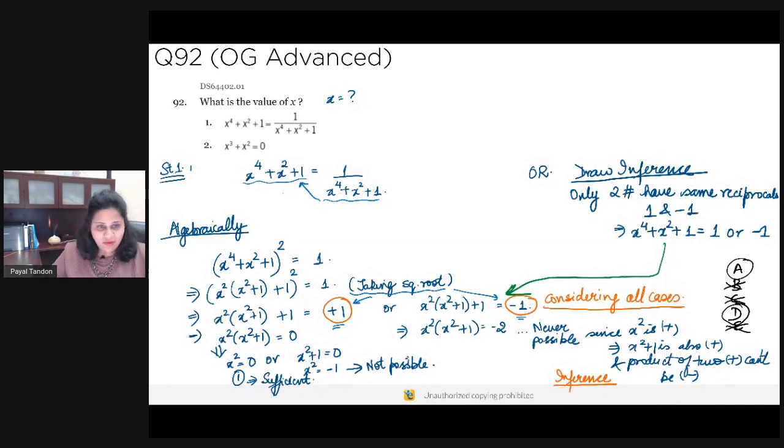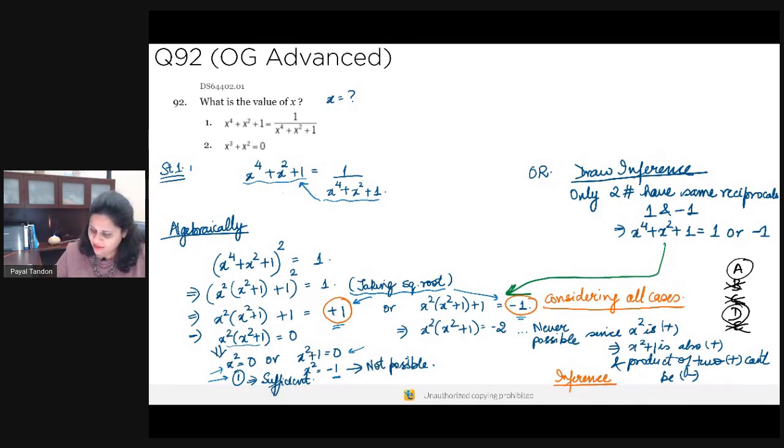Now, once you have +1 over here, you carry on with your solution. What you get over here is x squared into (x squared plus 1) is equal to 0, which means that x squared is equal to 0, or x squared plus 1 is equal to 0, which is not possible at all, which means that over here you're getting for sure that x squared is equal to 0. So you have the value of x squared.